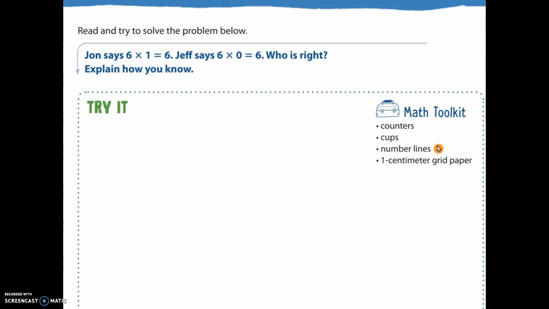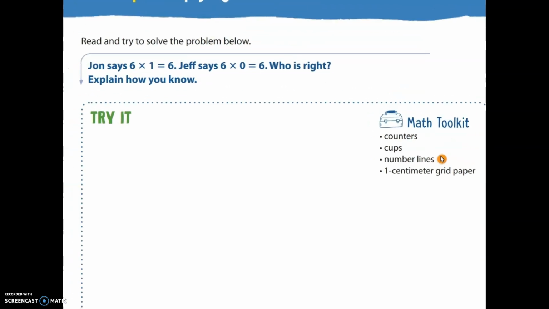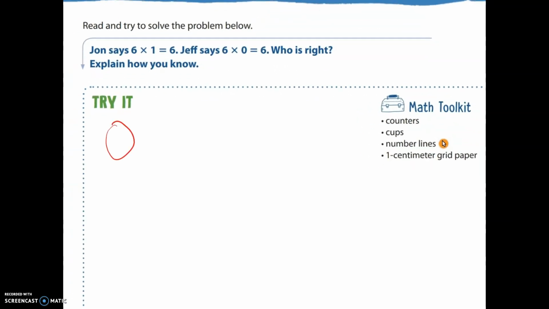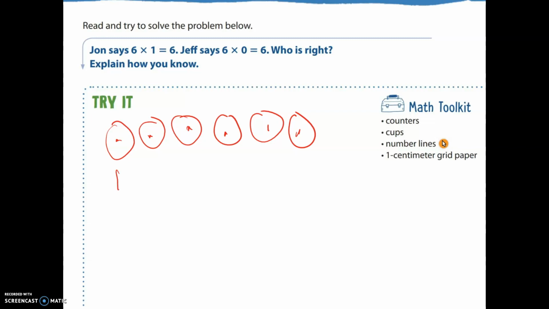So, since the multiplication sign means groups of, I'm going to draw a picture. So I have 6 groups of 1. So I'm going to do 1 dot in each one. So that would be 1, 2, 3, 4, 5, 6 altogether. So I agree with John.